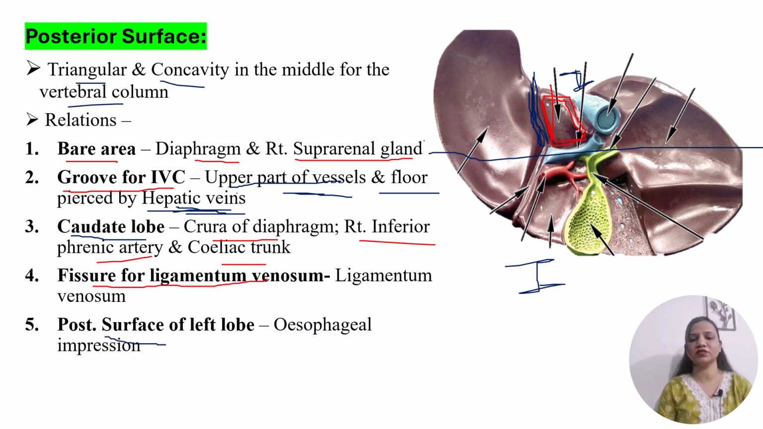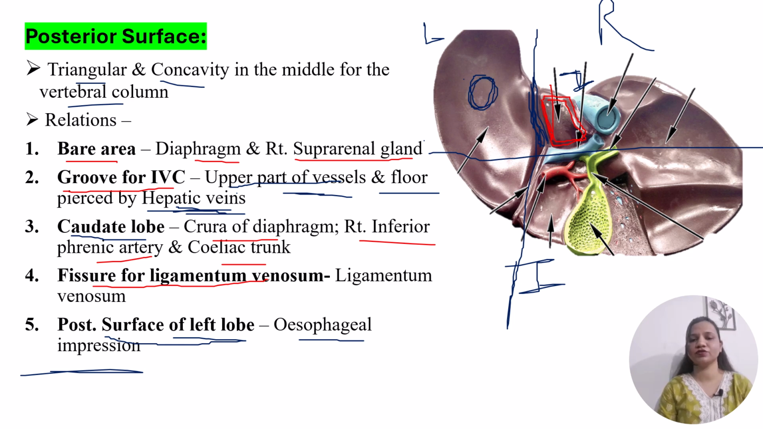And then the posterior surface of the left lobe. All these were parts of the anatomical division of the right lobe of the liver, and this is the left lobe of the liver. This is the posterior surface of the left lobe. It has an esophageal impression, which means it is related with the esophagus.